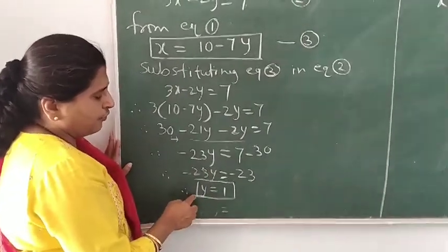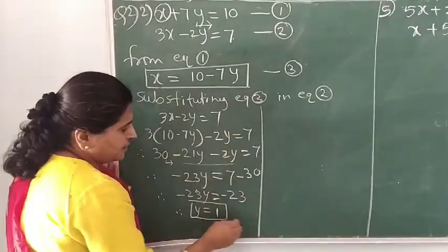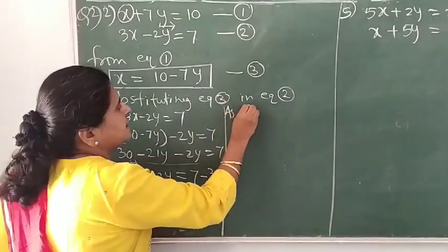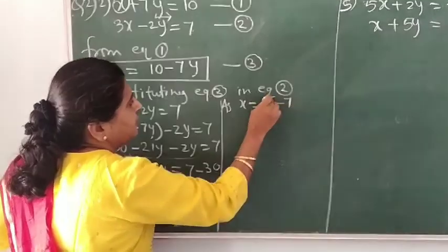Now we have got the value of one variable. Let's substitute this value of y in this equation 3. Now we can write x is equal to 10 minus 7y.